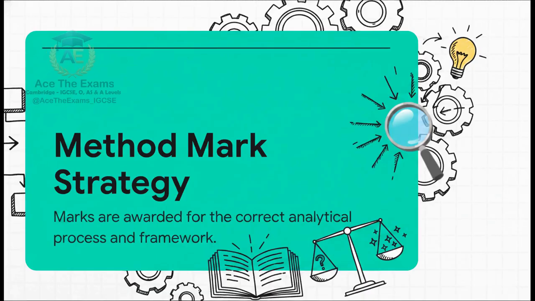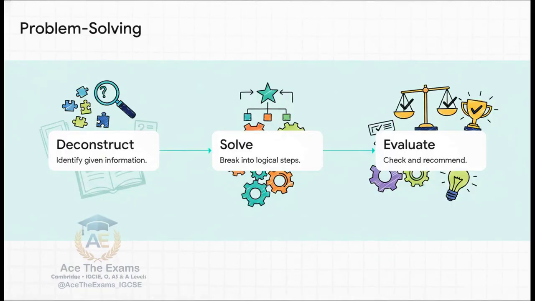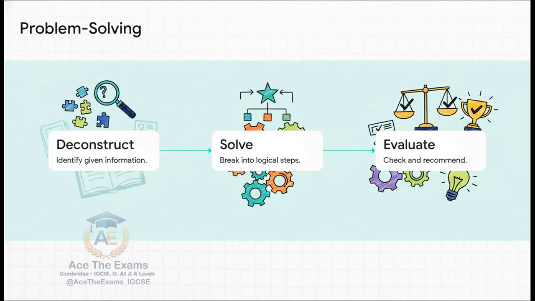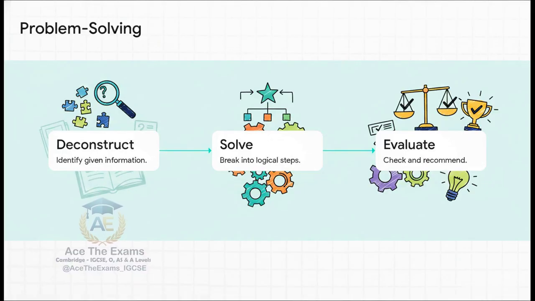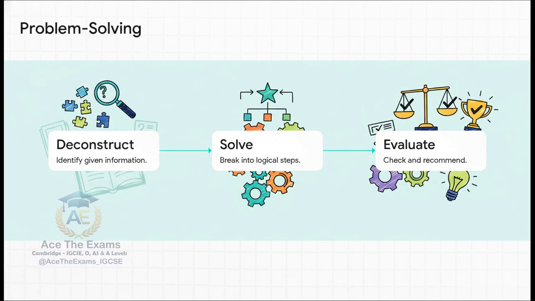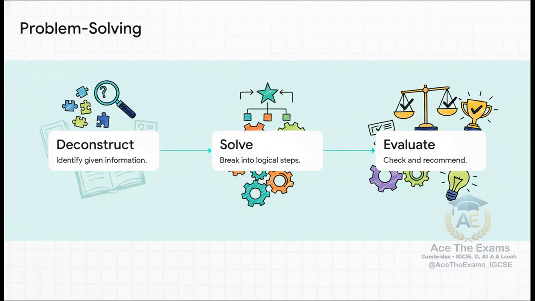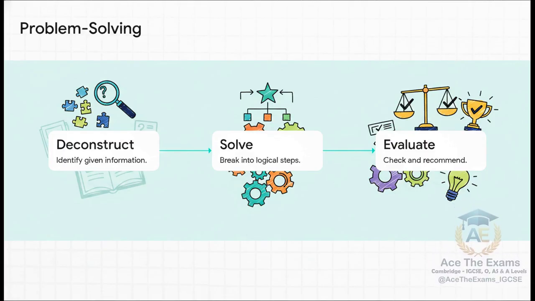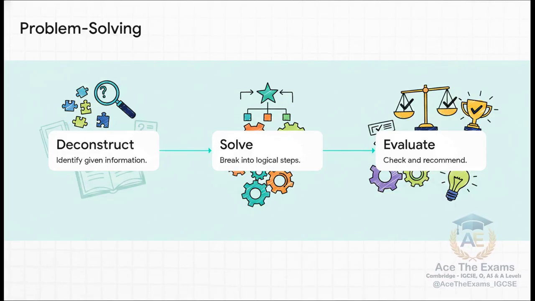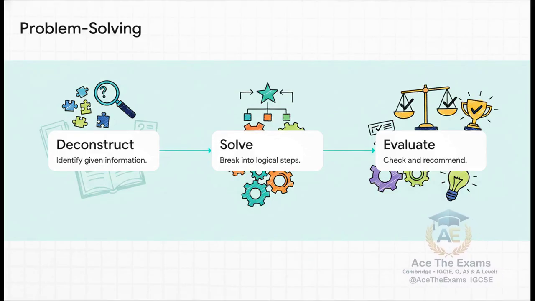The Cambridge syllabus strictly emphasizes evidence-based reasoning. Show them your work. To guarantee we hit every single one of those method marks, we need a reliable problem-solving loop. Think of it as a legal procedure. Deconstruct, solve, evaluate. First, deconstruct. Identify the given information in the prompt and extract the exact parameters of the question. Second, solve. Break the problem down into logical steps using your textual knowledge. Finally, evaluate. Check your findings for reasonableness and make justified conclusions. This specific loop is exactly the mechanism examiners want to see mapped out on your paper.